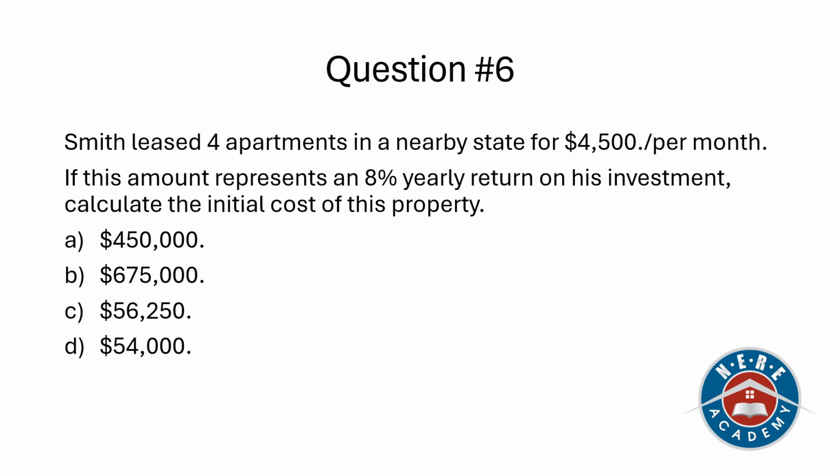And finally, let's take a look at question number 6. Smith leased 4 apartments in a nearby state for $4,500 per month. If this amount represents an 8% yearly return on his investment, calculate the initial cost of this property. This gets into some tough math, I think. Is it A, B, C, or D? Pause the video and do your calculations.